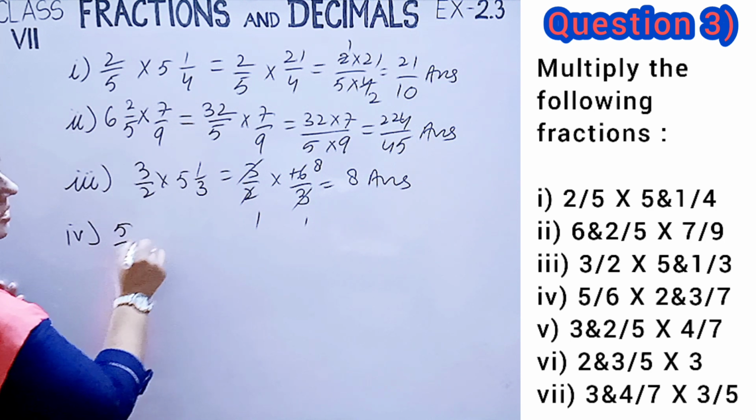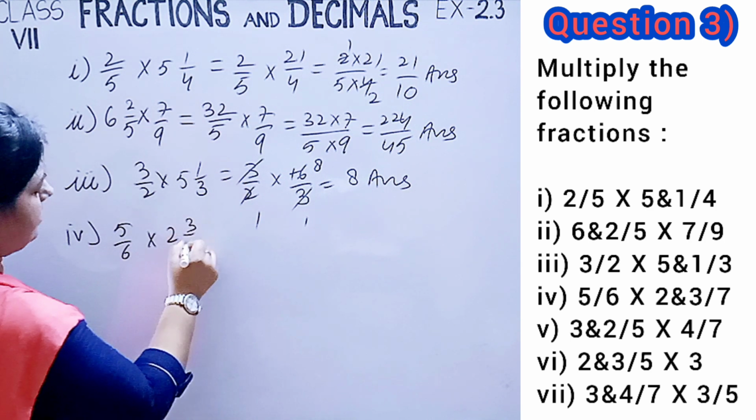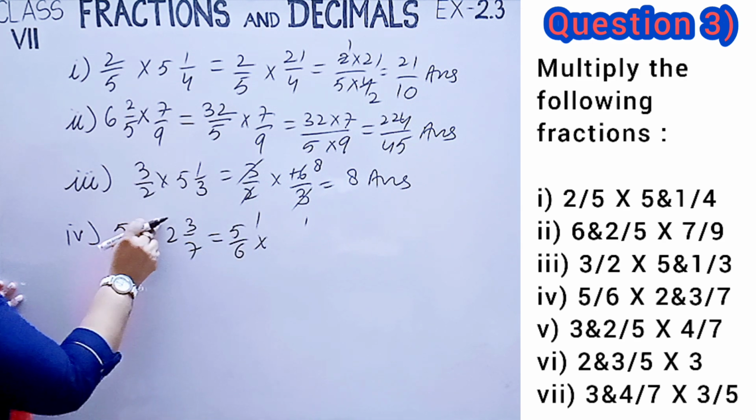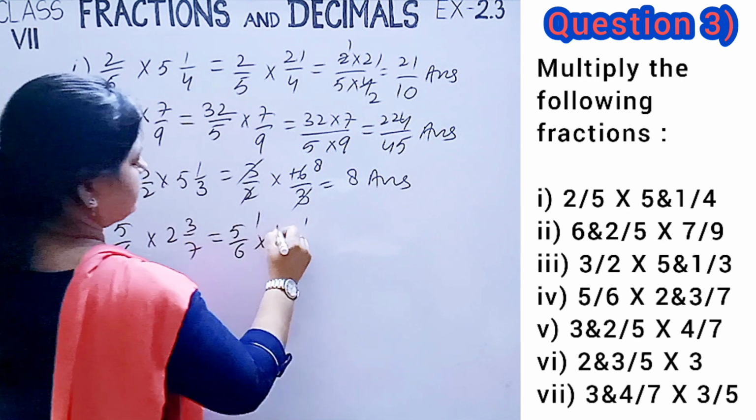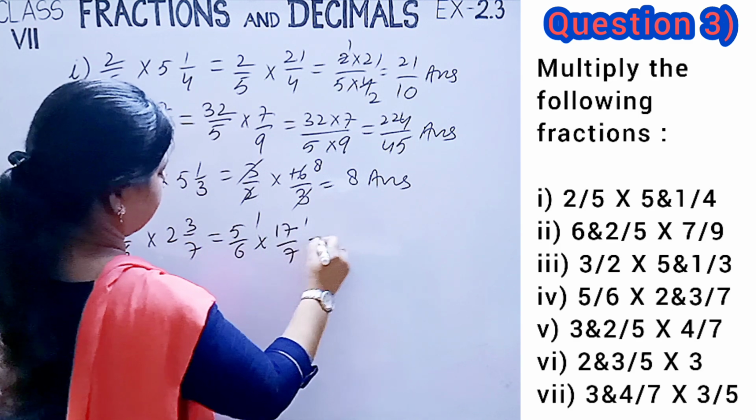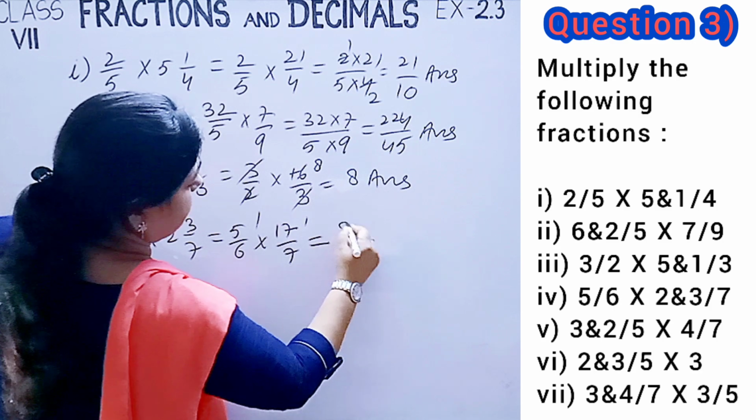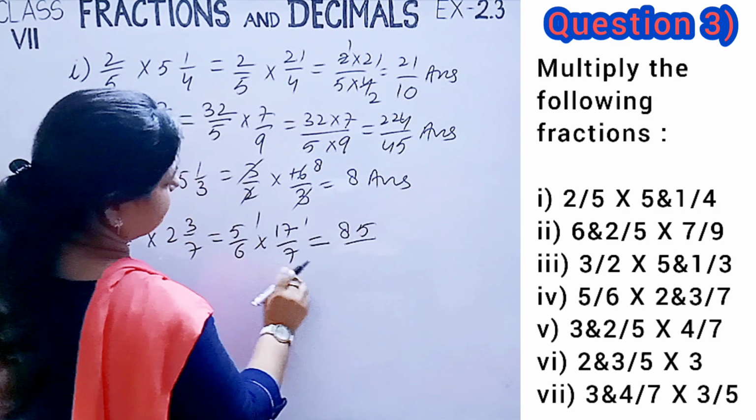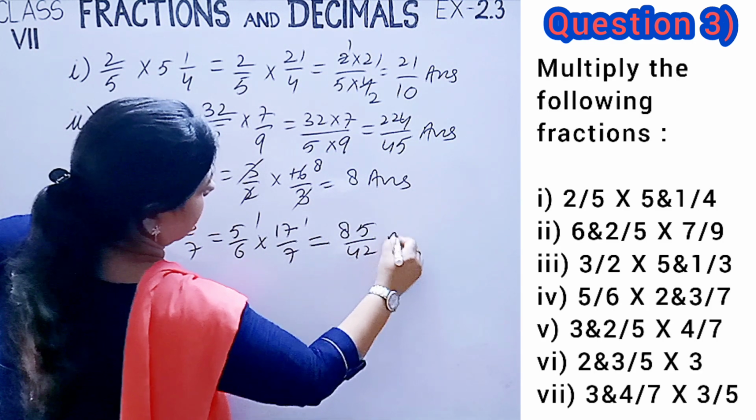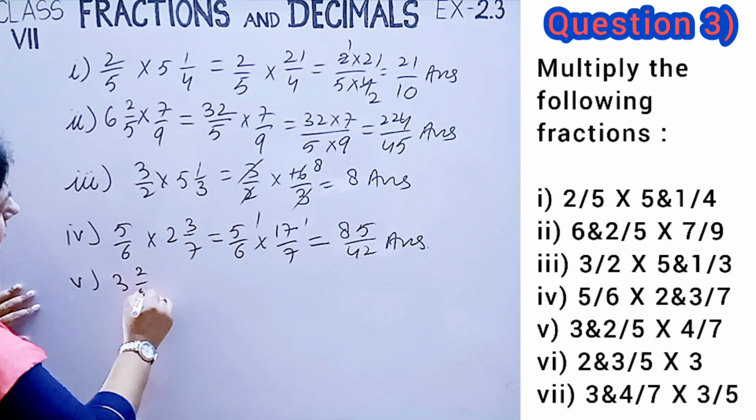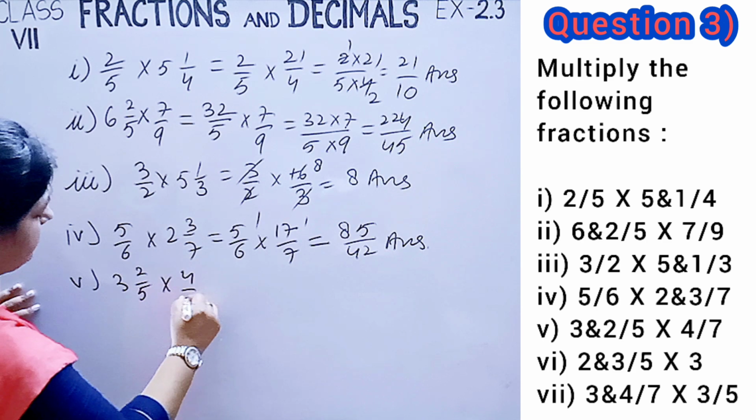5 by 6 into 2 and 3 by 7. So 5 by 6 into 7 2s are 14, 14 and 3, 17 by 7. So we are going to multiply 5 with 17. So here 85 and 6 7s are 42. Answer. Fifth part. 3 and 2 by 5 into 4 by 7.